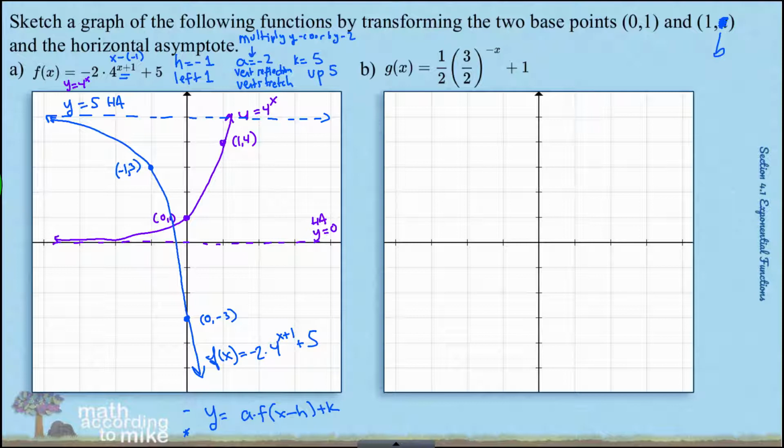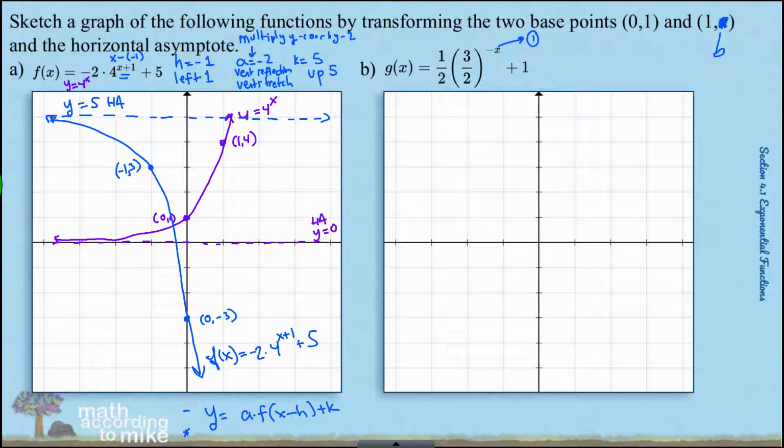Okay, in part B, we're going to do something very similar. We have a guest appearance, and that guest appearance is we have a negative on the variable. We have not seen this before, so we'll talk about what that does. We still tend to go in our order here, but we're going to take care of this -x first. That's going to be the first step.